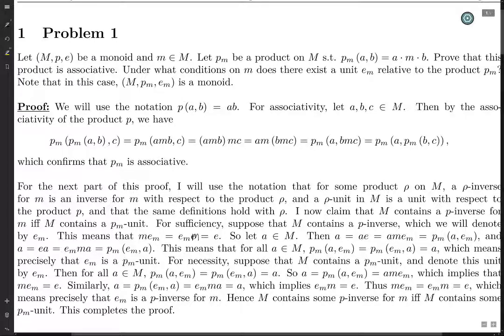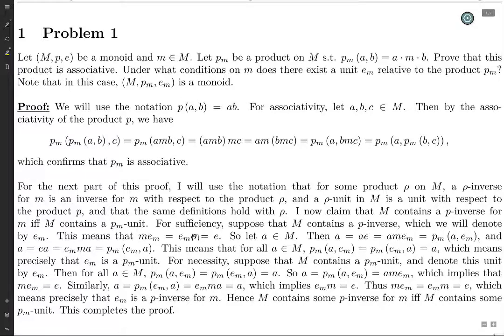And then because M and EM are inverses, they're P inverses, and so you can replace the A with that. So I guess this wasn't really necessary, but whatever. And so then this just by definition is PM A EM. And so this means that the product of A with EM is A, and that's that. And also you do the same thing.